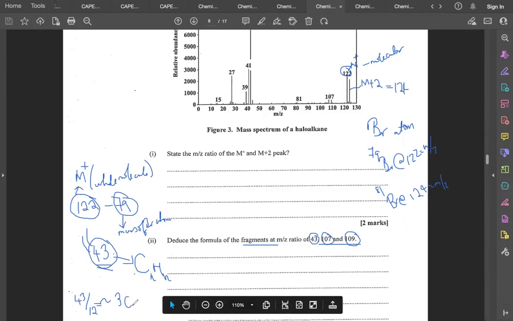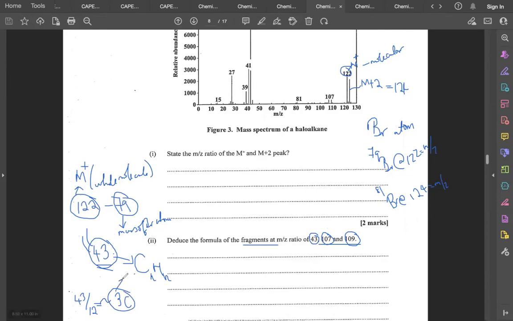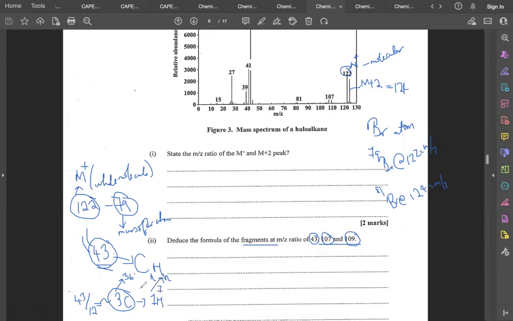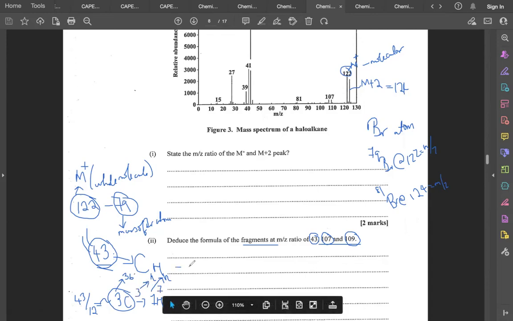And if we have 3 carbons, that would be a mass of 3 times 12, so that would be 36. All of the 3 carbons add up to 36, and so what remains is 43 minus 36, and what remains will just be the hydrogen. So 3 carbons, and then we're going to have 7 hydrogens. Do you guys see that? Because what remains is what the hydrogen will be, so there will be 7 hydrogens and 3 carbons.